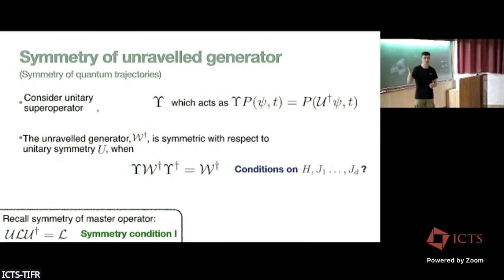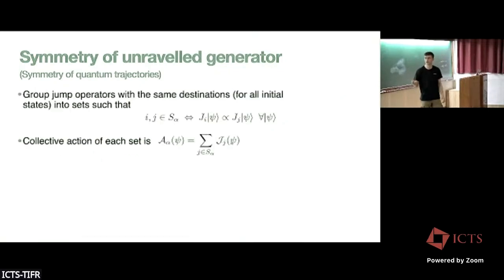And what are the conditions on the Hamiltonian and the jumps? So in order to write this down in the most general way we can, we have to first do some grouping of jumps together. So all that this means is that we are going to consider some sets which contain jump indices. And so these jump indices are in the same set if the corresponding jumps have the same destination for all states. So that just means when you act on some wave function with your jump, this is proportional to any other jumps which are in the same set.